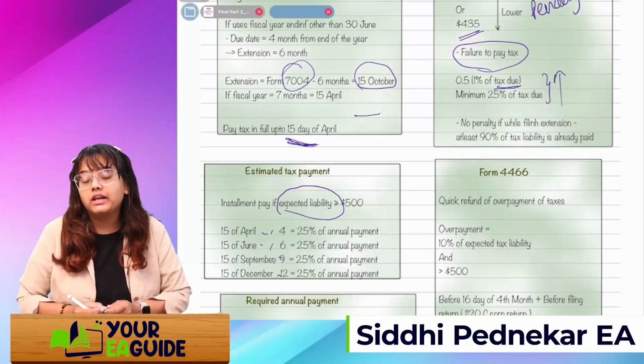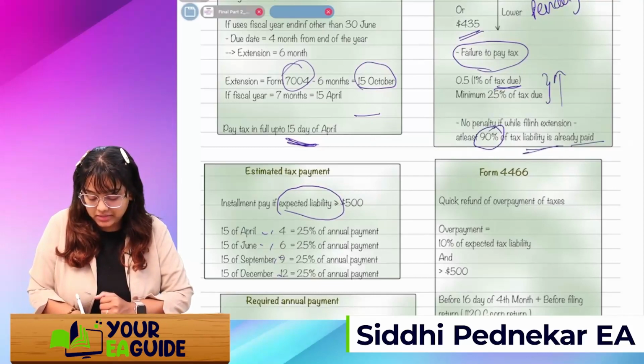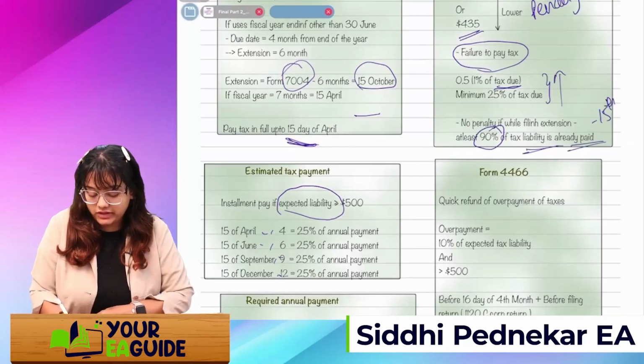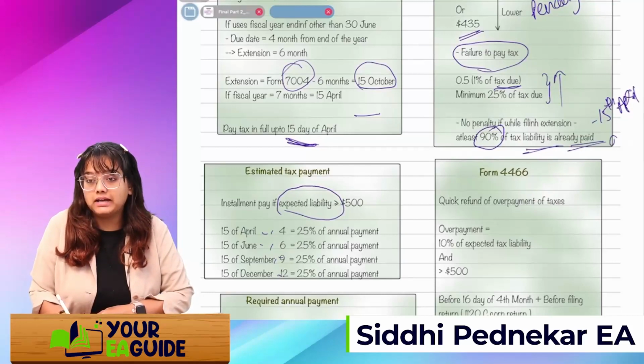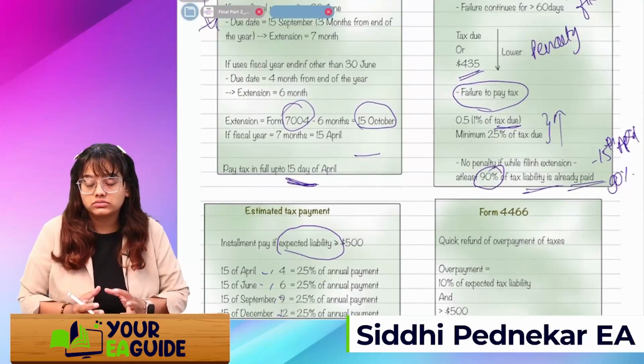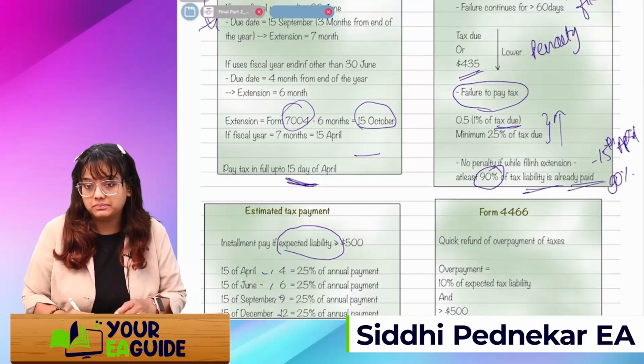No penalty if, while filing the extension, I have at least paid 90% of the liability along with the extension filing. Along with the extension filing means by 15th April, if I have already paid at least 90% of my total taxes, then there will be no penalty.